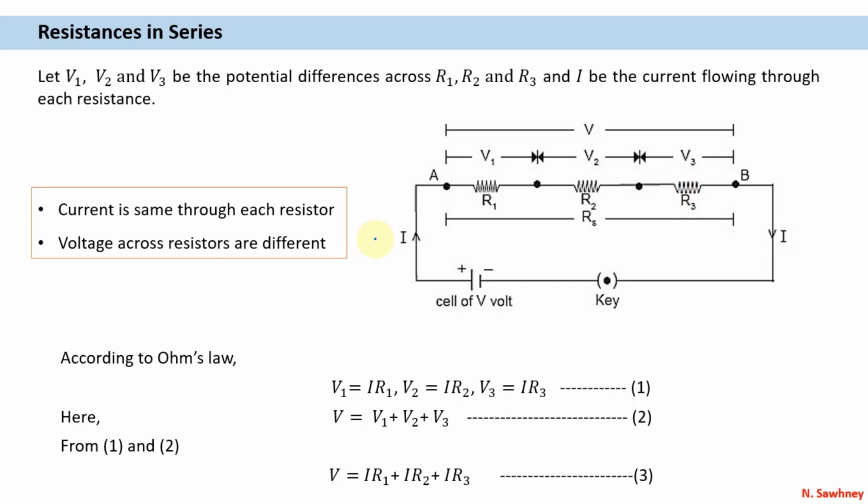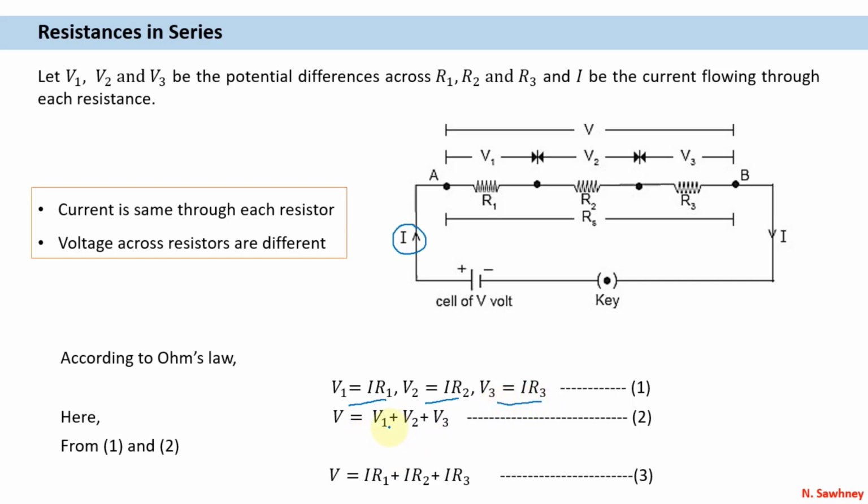As they are connected in series, current is the same through each resistor. Let it be represented by I. The potential difference across all three resistors will be different. Let it be V1, V2 and V3. According to Ohm's law, the potential difference across R1, V1, is equal to I R1, and the current is the same, so it will remain as I only. So V1 is equal to I R1. Potential difference across the resistor R2 is I R2, and potential difference across resistance R3 is I R3.